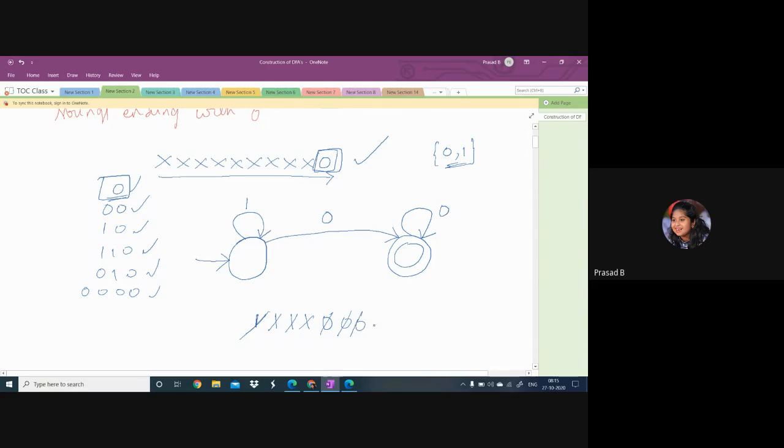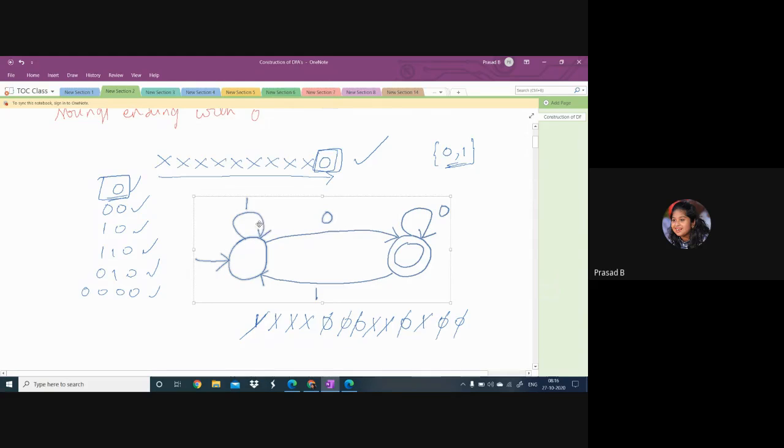And again 0, final, like that. Again 0, as long as 0 comes, we will be final. Suppose 1 comes, no, it is invalid, because it is not ending with 0. So in the final state, if 1 comes, we will come back to initial. And here 1 comes, initial, that is non-final. Again 0 comes, final. 1 comes, non-final. 0 comes, final. 0 comes, final. So this is the perfect DFA for accepting all the strings ending with 0.